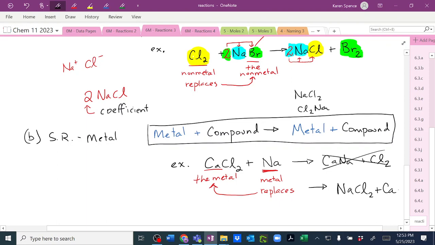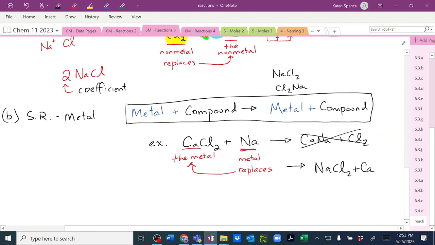What do you guys think? Yes? No? Maybe. It's one of those. What do you guys think about my products there? Does the calcium look okay on its own like that? Is calcium diatomic? No. Okay.